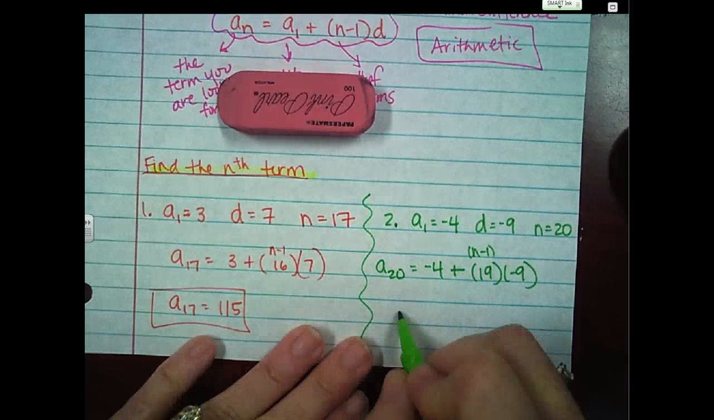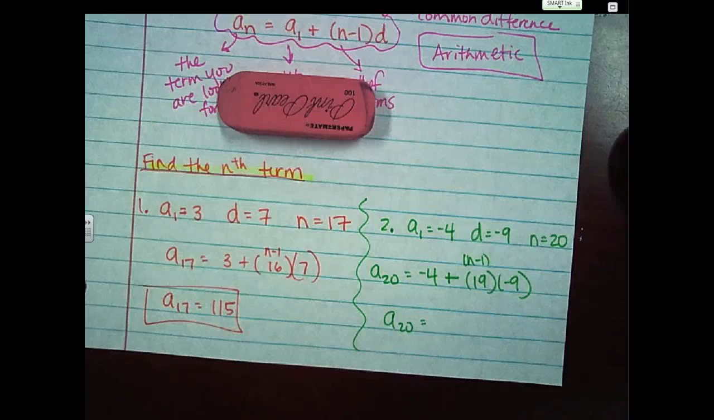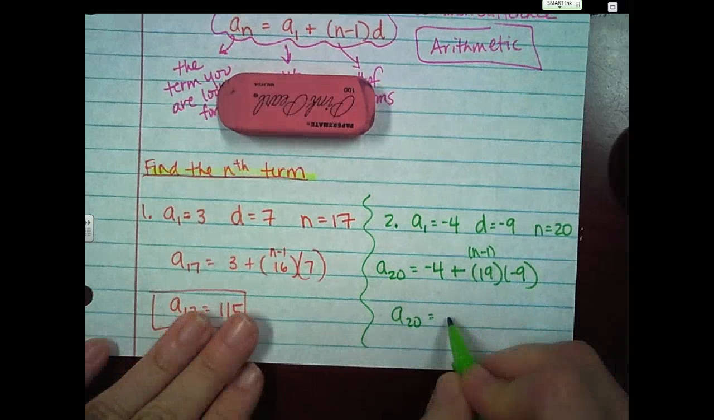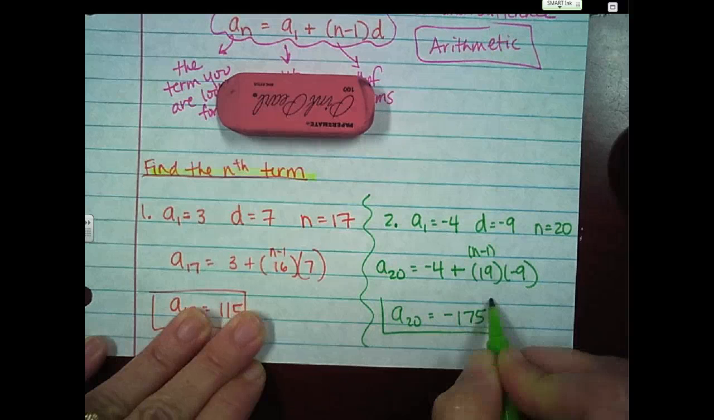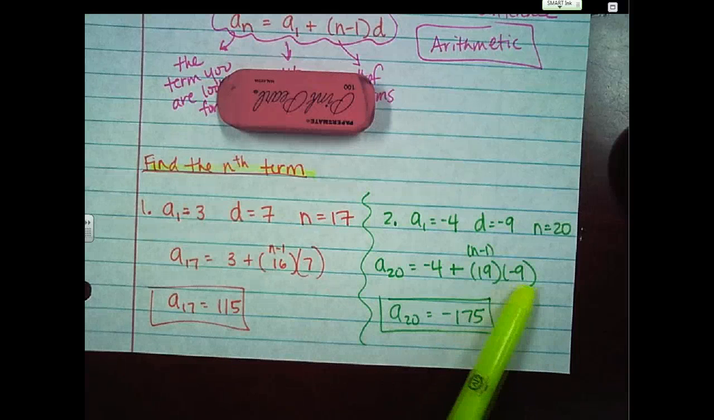So a sub 20, the 20th term, you're counting down, aren't you? So you know your answer should be negative. If you start at -4 and you're subtracting 9 every time, you should get a negative number just for reasonability. And we did, -175. Does that make sense? Don't forget this is multiply, not subtract. Okay, you ready to move on?